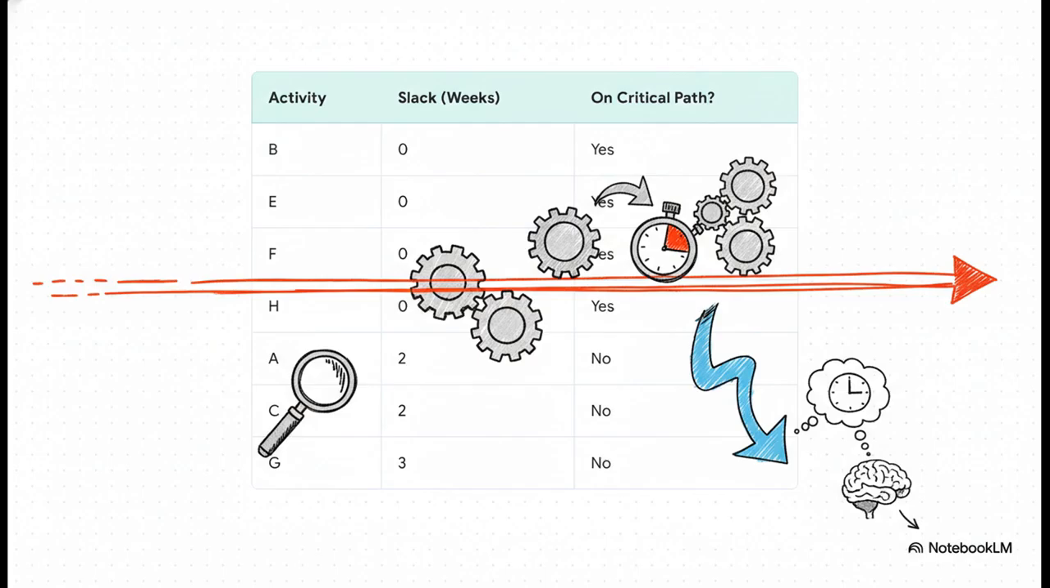But check out activity G. It's got 3 weeks of slack. This is the superpower this method gives you. It tells a project manager exactly where to put their attention. If G is a little late, no big deal. But B has to start on time, no excuses. This is how you use your limited time and energy where it matters most.